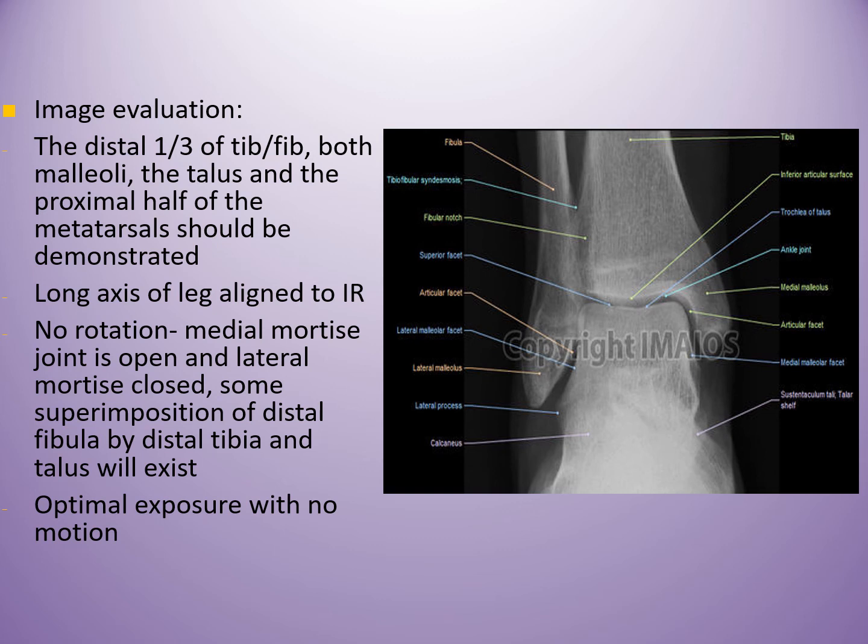Image evaluation on the radiograph: how do we know it is a true AP ankle? You can demonstrate the distal part of the tibia and fibula as well as the proximal part of the talus. This one is talus. Tibia and fibula slightly superimpose here for the AP ankle, near the joint. For the mortise, they will not superimpose, or only slightly.